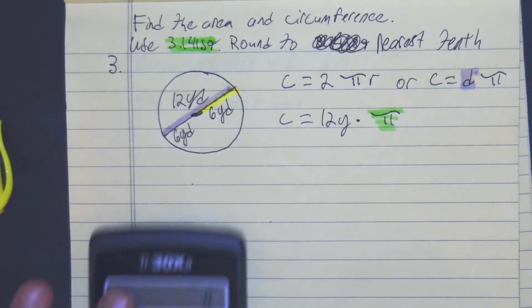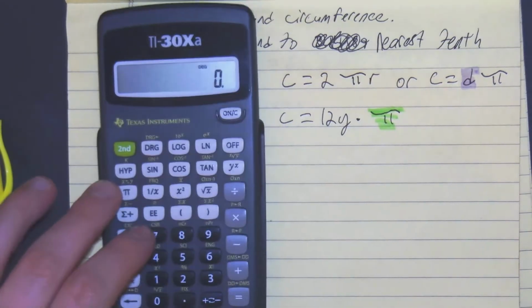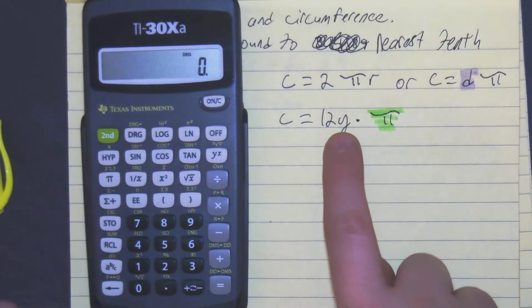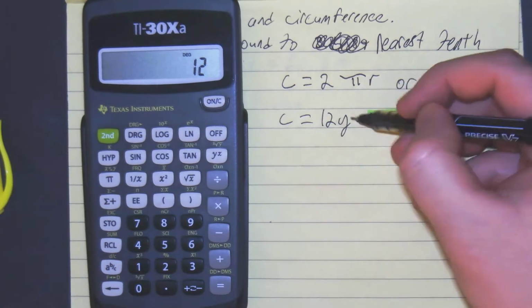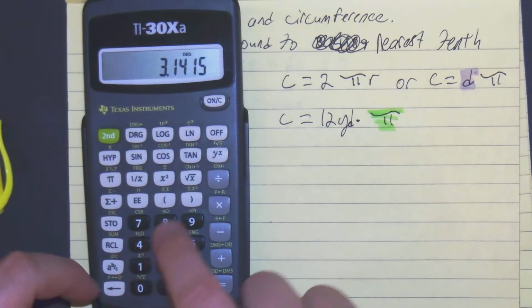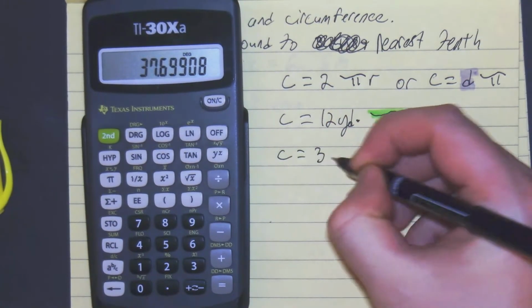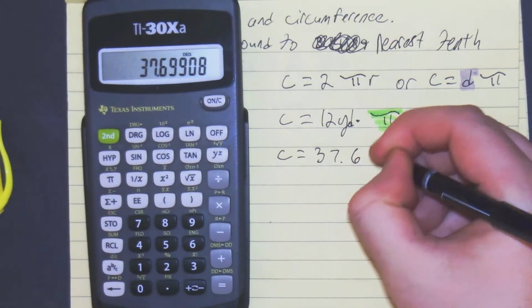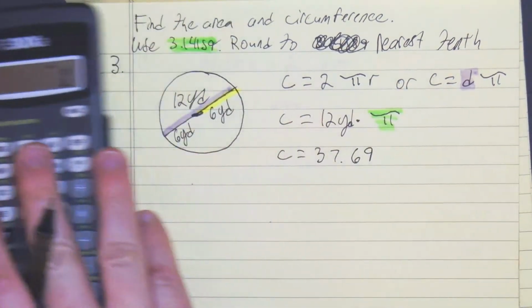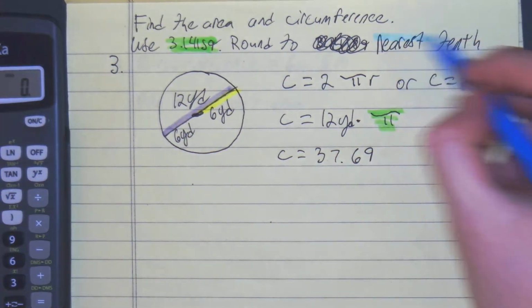I am going to use a calculator. That's like your cell phone, backwards calculator. All you're going to do, I'm going to move it up so you can see the entire thing. 12, oops, this is yards, times 3.14159. You get here, c is equal to 37.69. So the question did state it wanted us to round to the nearest tenth.